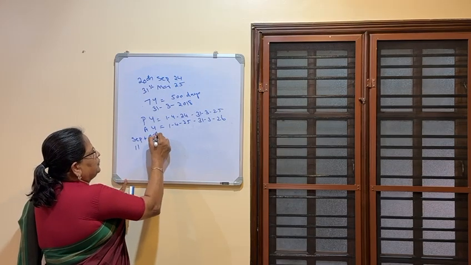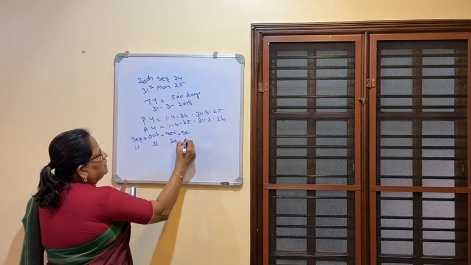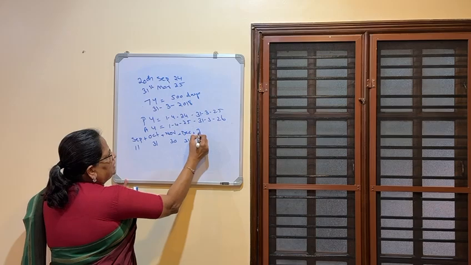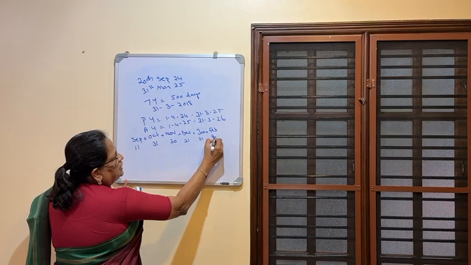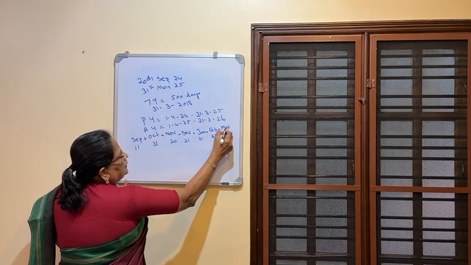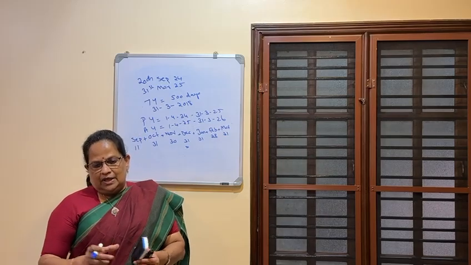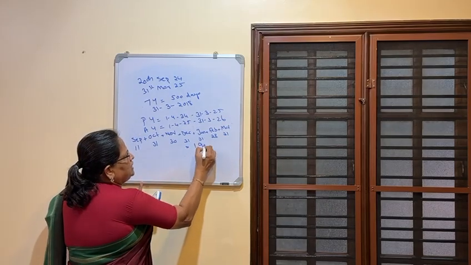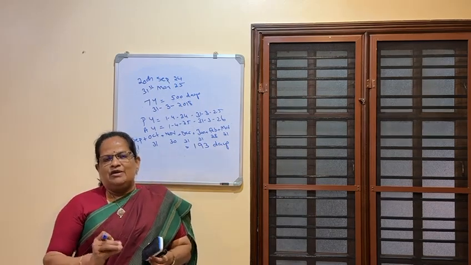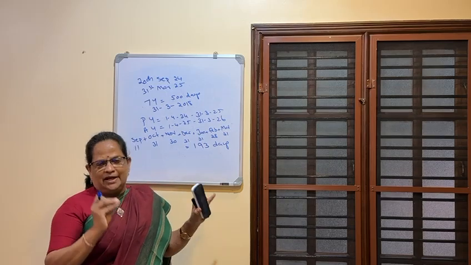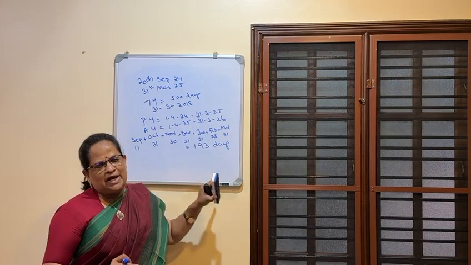October 31. November 30. December 31. January 31. February 28. It's not a leap year, that you have to check. March 31. So you have to count all this and you will get 193 days. So you have to remember whether he has satisfied the first basic condition or not. First basic condition is he has to stay in India in the current previous year for 182 days or more. So he has satisfied because he stayed for 193 days.